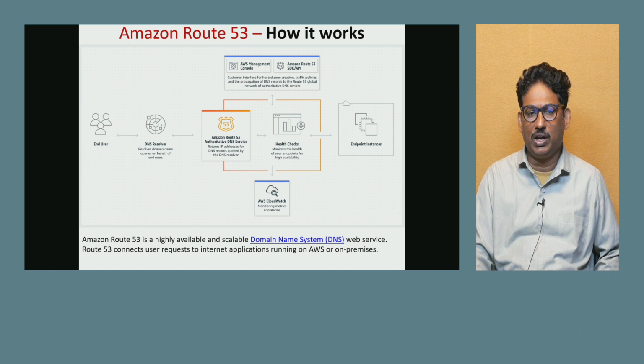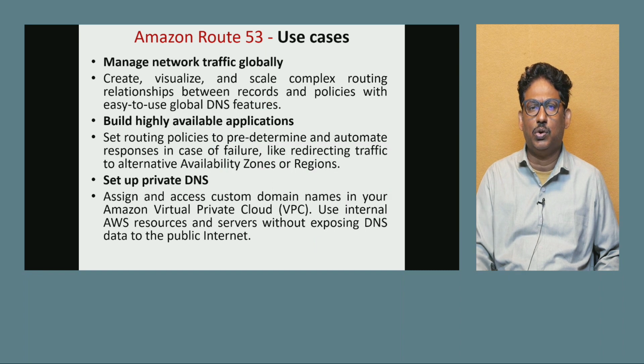Amazon Route 53 is a highly available and scalable DNS system, that is the Domain Name System web service, and it connects user requests to internet applications running on Amazon Web Services. Next we discuss the use cases of Amazon Route 53. It manages network traffic globally, and lets you create, visualize and scale complex routing relationships between records and policies with easy to use global DNS features.